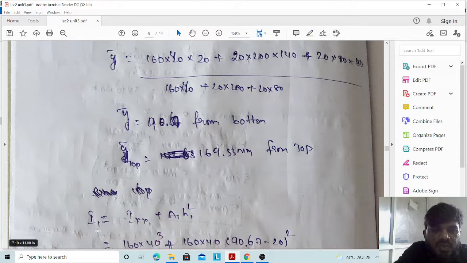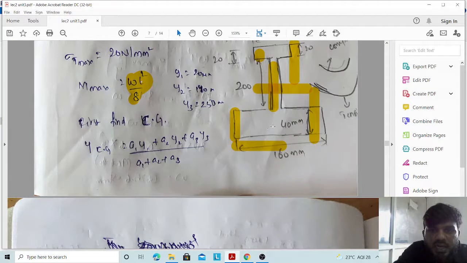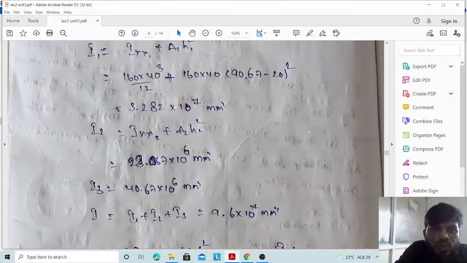The moment of inertia of the first section is I about the x axis of its own CG. First you have to measure it. So Ix1 is: which line are you cutting? In the y direction you are cutting 40, so it is 40 cube into 160 divided by 12, plus area 160 into 40, into the total CG minus the CG of that particular section. Total CG is 90.67, and the particular section CG is 20.